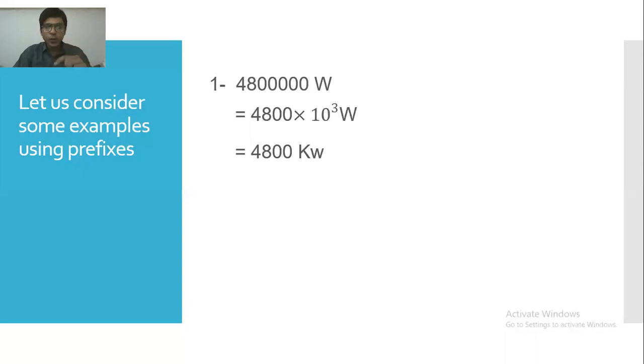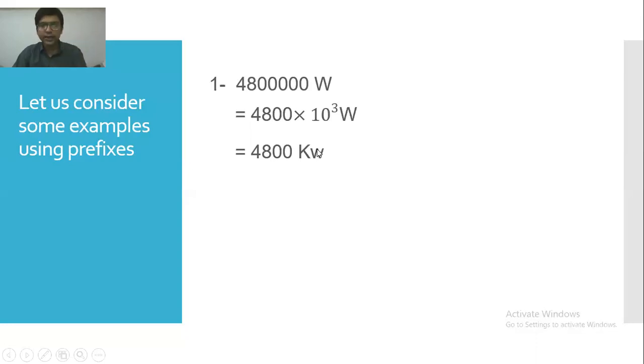So it becomes 4800 kilowatt. In this way we have written this number, which has 1 2 3 4 5 6 7 digits, sorry, 7 digits, in 4 digits, and written it as kilowatt. So I have used my prefix, which is kilo.